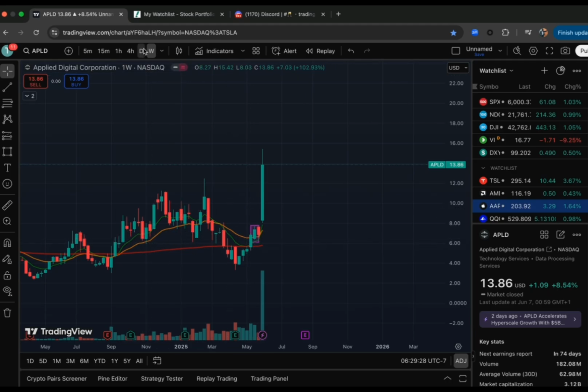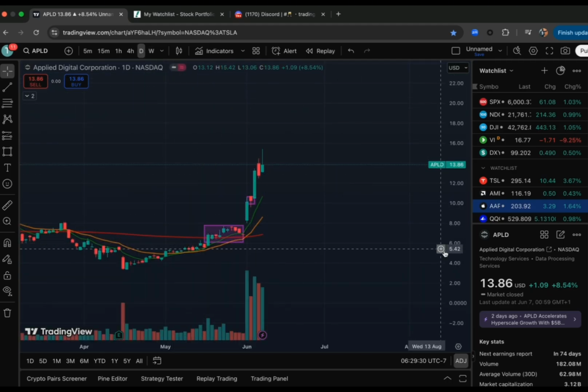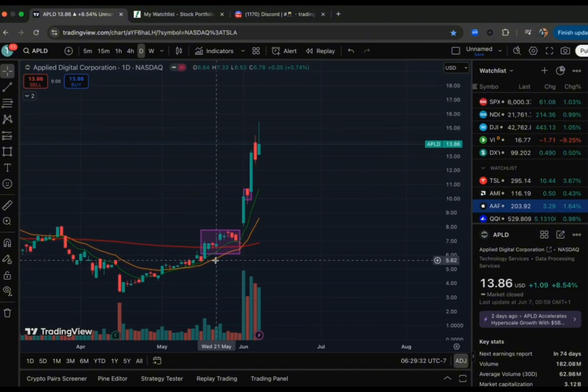Now on the daily chart, here it is, right? We pushed up, broke above the moving averages, came back to test them and shot out. That's exactly what I like when I see my setups, right? Exactly what I like.